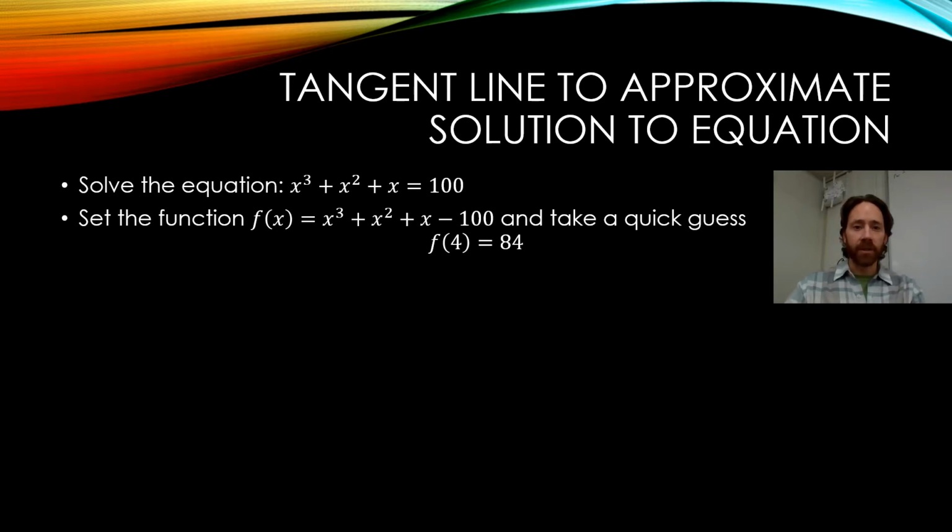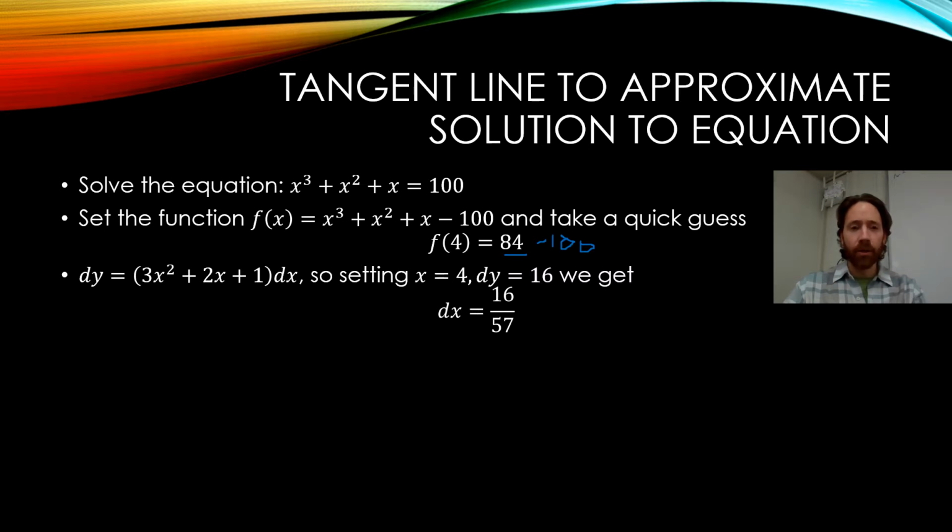f of 4, this is a typo. It should be 84 minus 100. So f of 4, let's see if I can write this out using the mouse, minus 100. So f of 4 is minus 16. Kind of looks like an angry ghost.